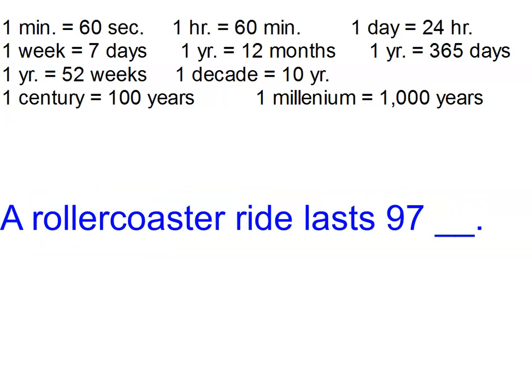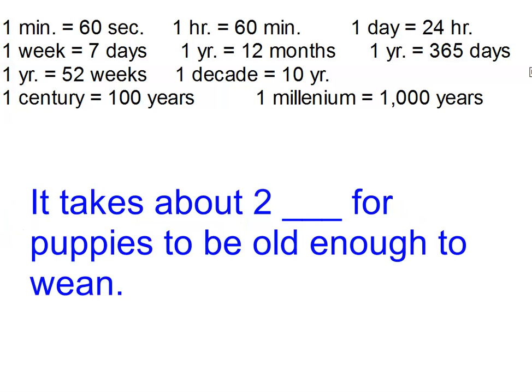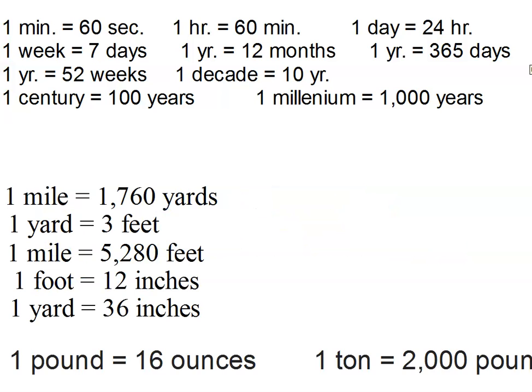Roller coaster ride lasts 97 minutes. Oh my gosh, people would be getting sick all over the place. Let's go with seconds. Takes about 2 blank for puppies to be old enough to wean. Well, usually I know that at 2 weeks they're not yet, so I'm going to go to the next one up and go 2 months, which is probably a little long because they usually go about 6 weeks, but 2 months they would be ready for sure. And there's just the facts.